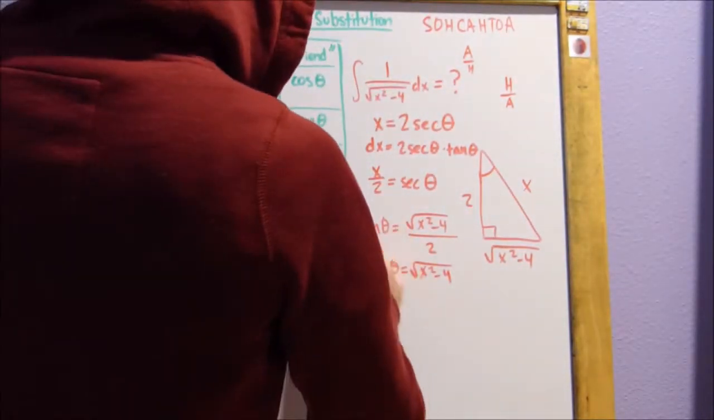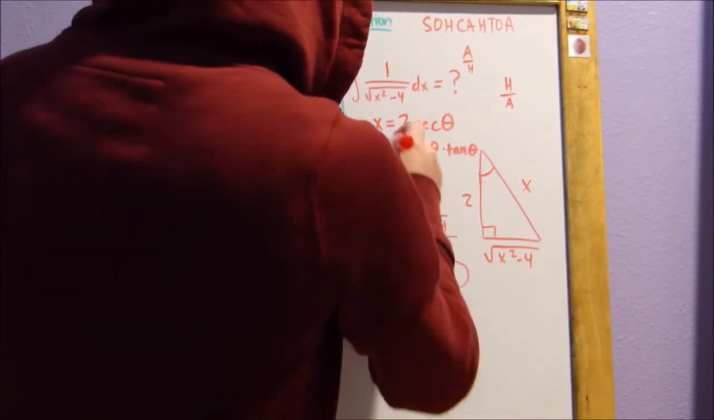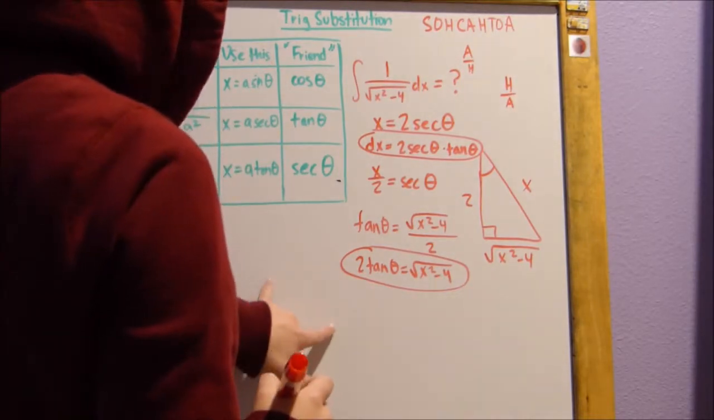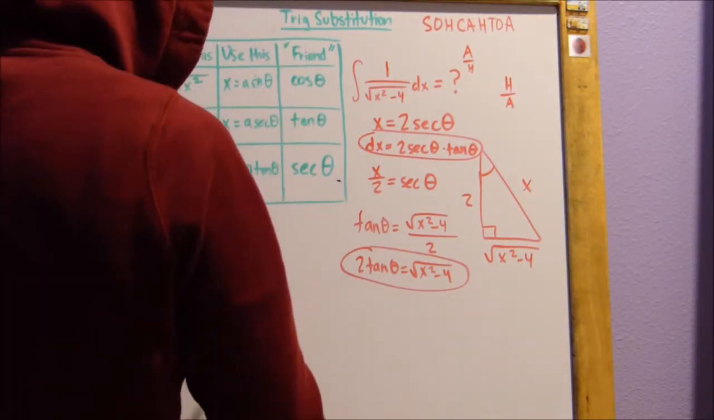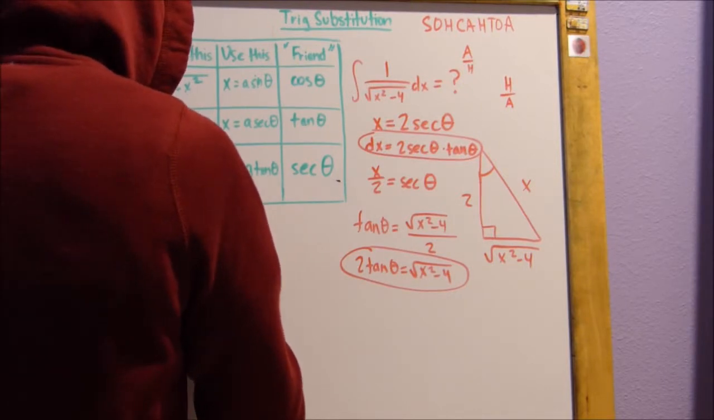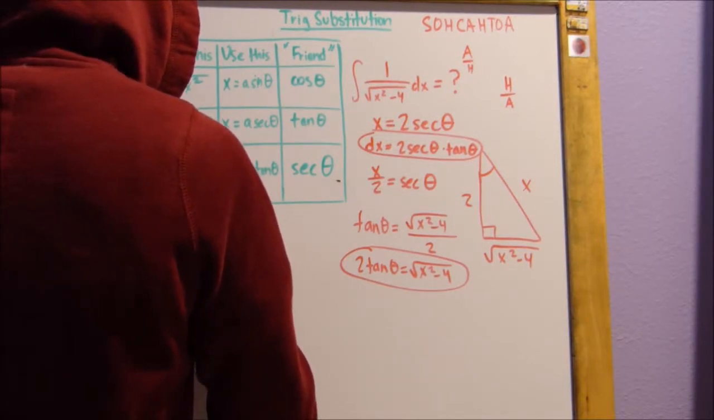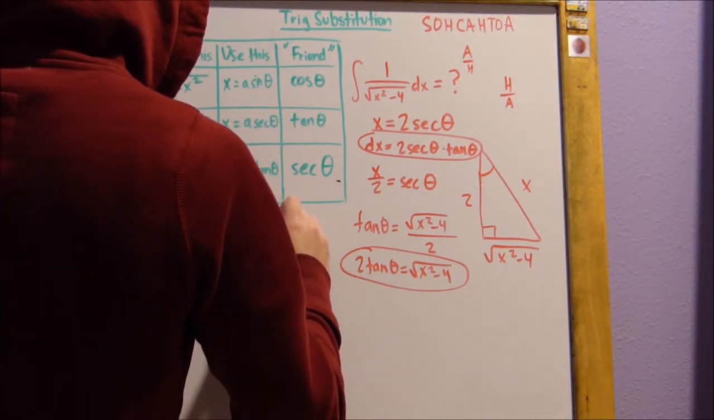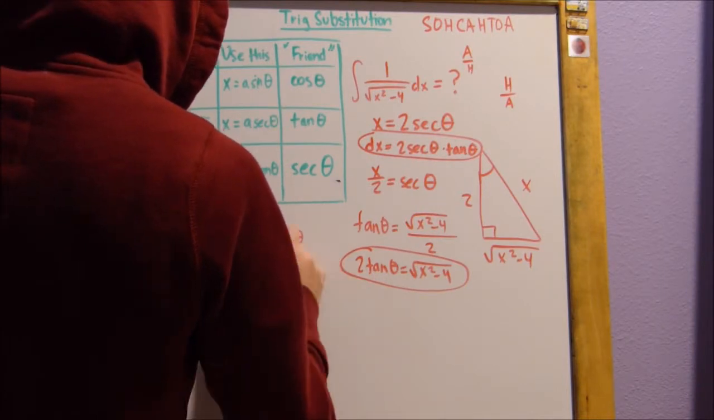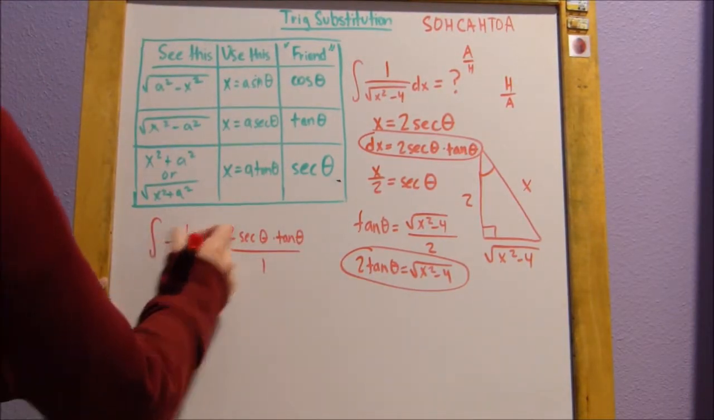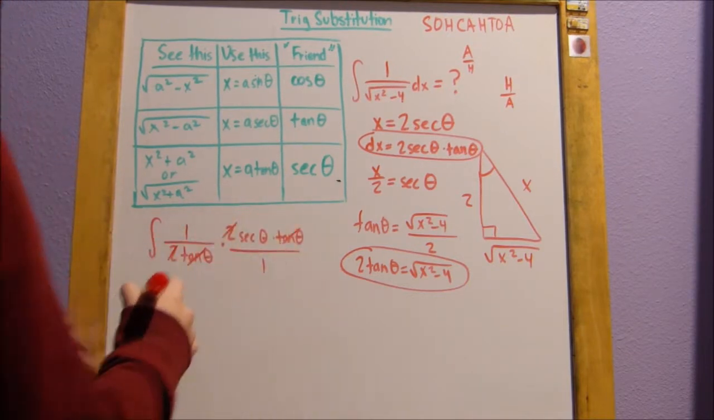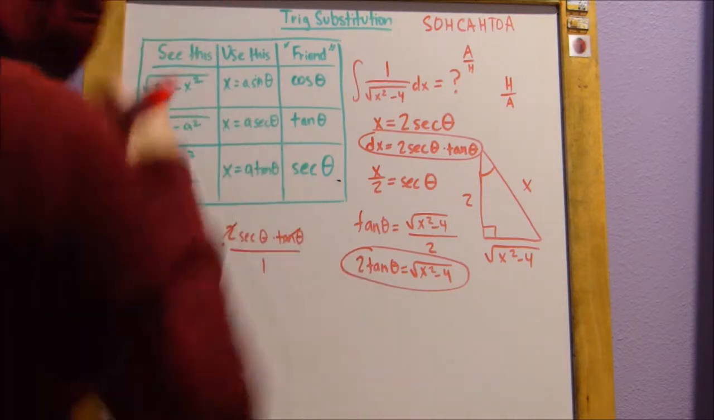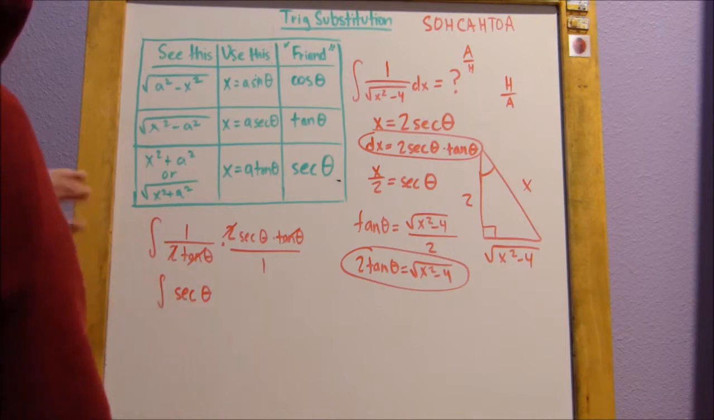Okay, so now you have this that you can plug in, and you have your dx that you can also plug in. So let's rewrite this in terms of trig values. So 1 over 2 tangent of theta, and then our dx is 2 secant theta times tangent of theta, over 1. So you can see that our 2's cancel, and our tangents cancel. So we're left with secant of theta.